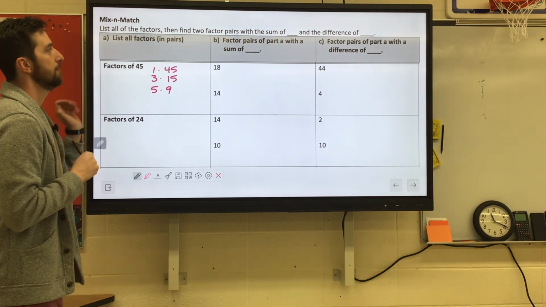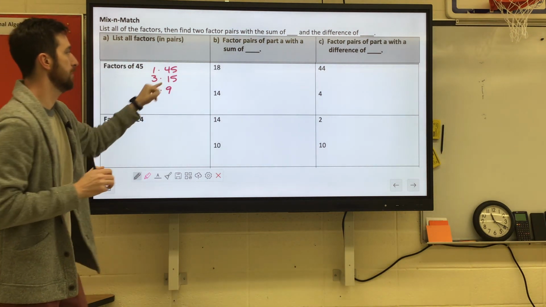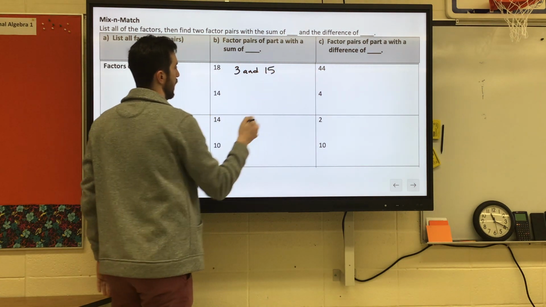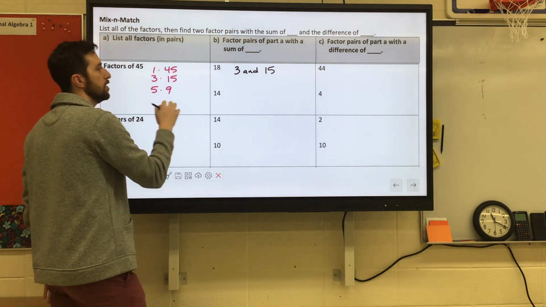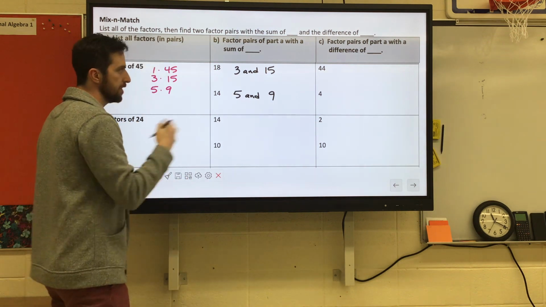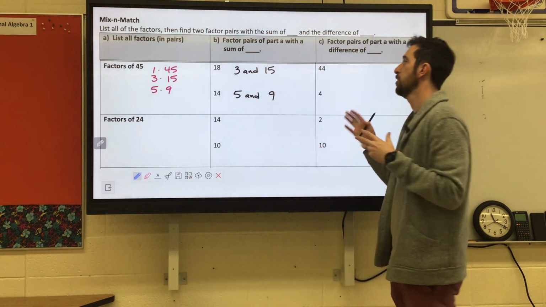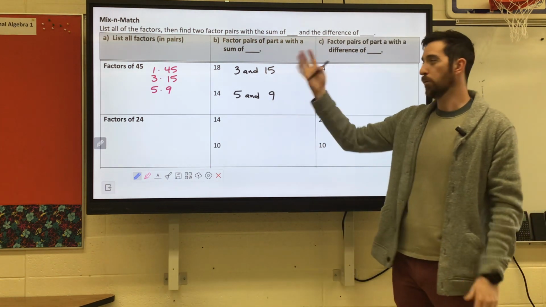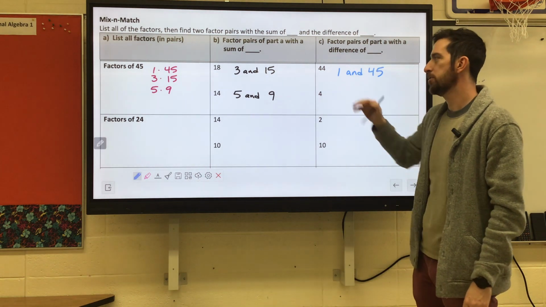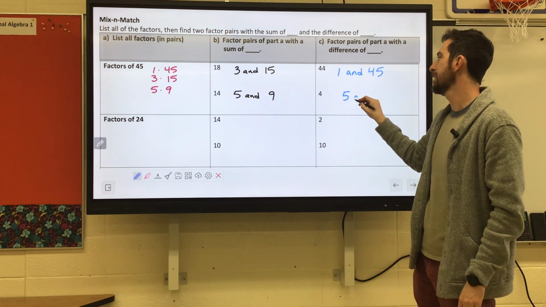Column 2 says find the factor pairs with a sum of this. They have to add up to 18. That would be 3 and 15. How about a set that adds up to 14? That would be the 5 and 9. And then the last column, we're looking for the difference. So those factor pairs from 45, which one of those are 44 apart? Well, 1 and 45 are 44 apart. Which set of those are 4 apart from each other? Have a difference of 4. That would be the 5 and 9.